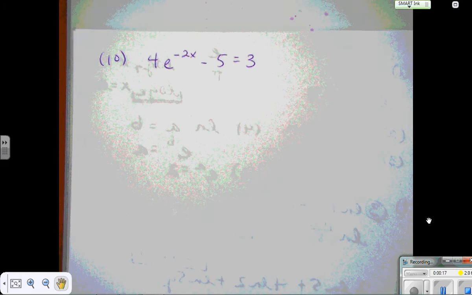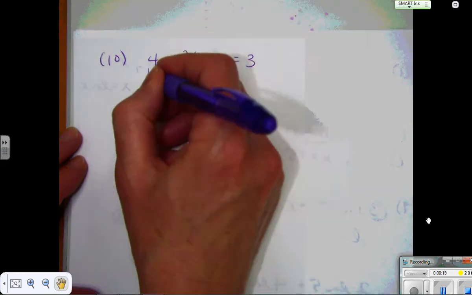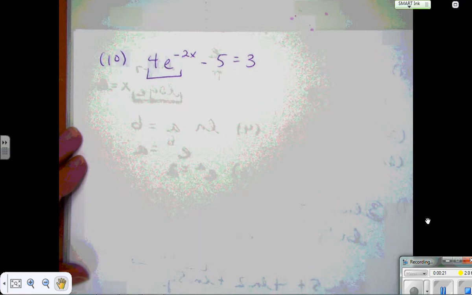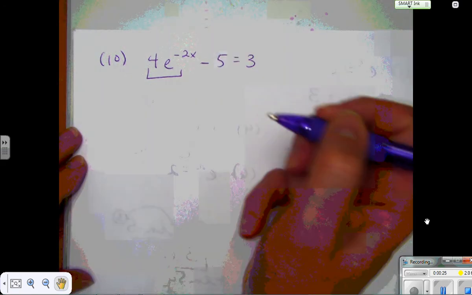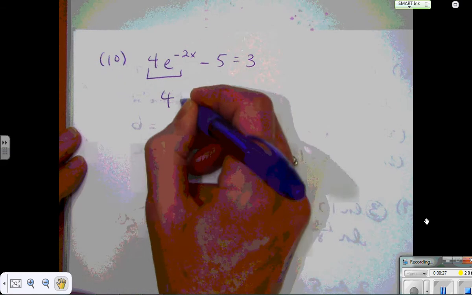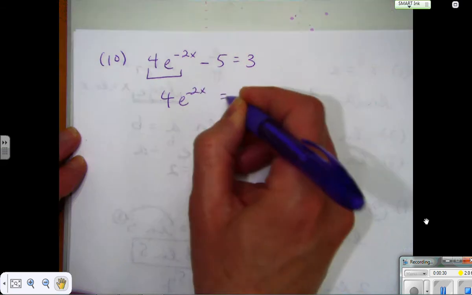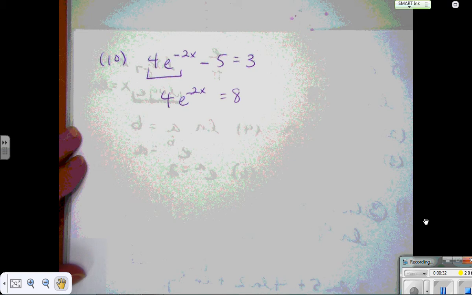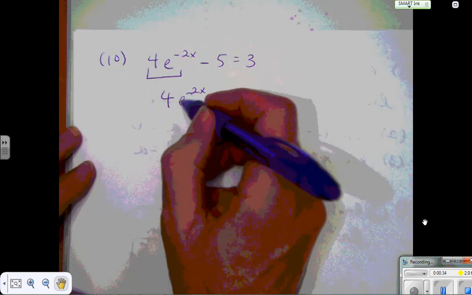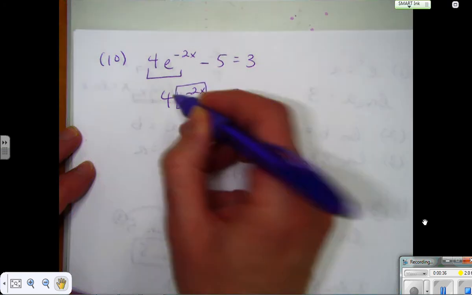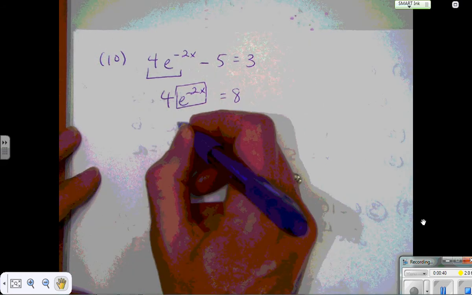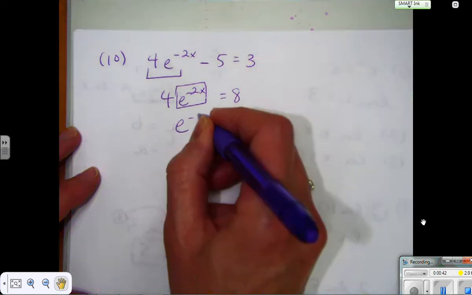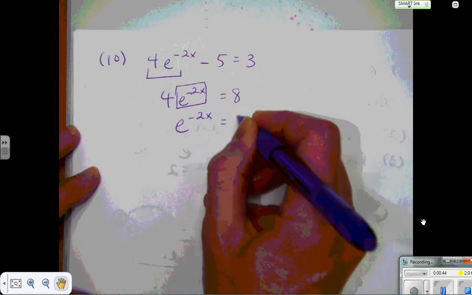So the first thing you want to do is get this 4 times e to the power all by itself. So we're going to add 5 to the other side. 4 times e to the negative 2x equals 8. And I want to get this base and the exponent isolated. So I've got to divide by the 4 to move it over. I have e to the negative 2x equals 2.